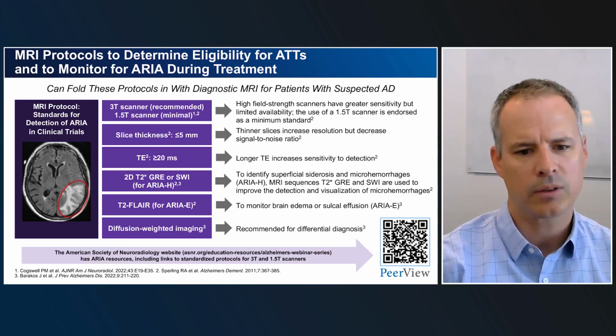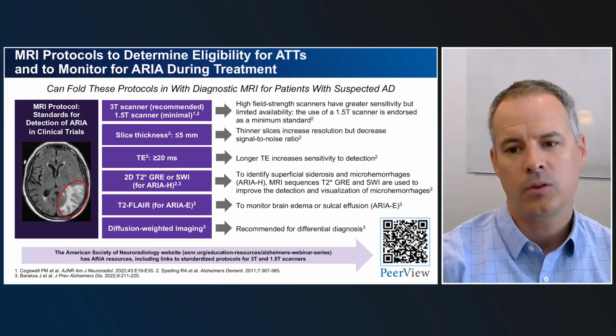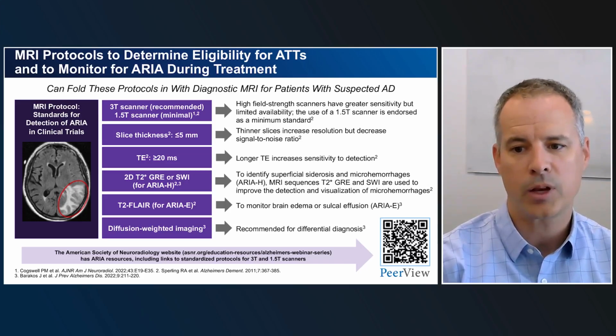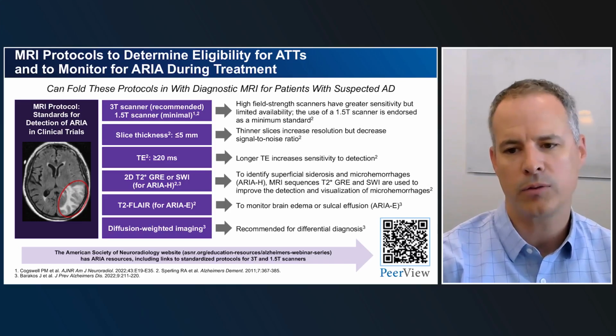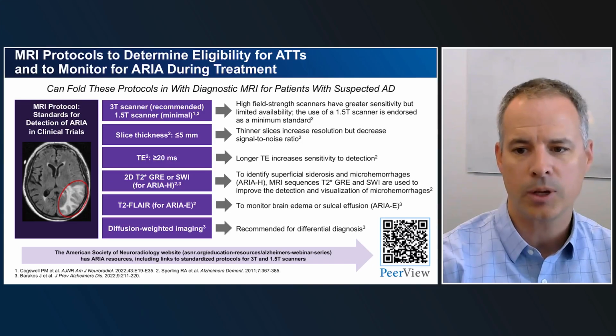You want thin slices. Some of these are very specific things that the radiologists probably have to deal with, or the technicians at the center. But in general, it's important to get either GRE or SWI, or ideally both. If you have a patient that you're monitoring for ARIA and you don't get those sequences, any of these iron susceptibility sequences, it's not going to help you very much. You also want to have T2 FLAIR. It's pretty standard in MRIs, but to have an SWI and T2 FLAIR is really critical to monitor for ARIA-E and ARIA-H. It's also important to have diffusion-weighted imaging to make sure that there hasn't been an acute stroke.